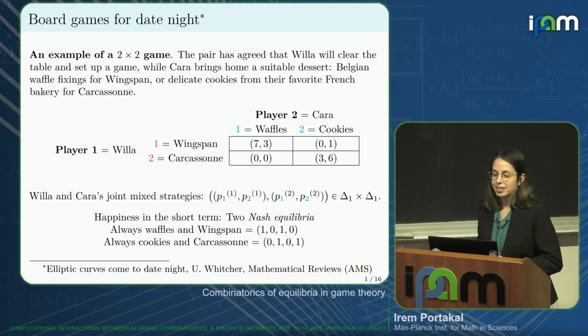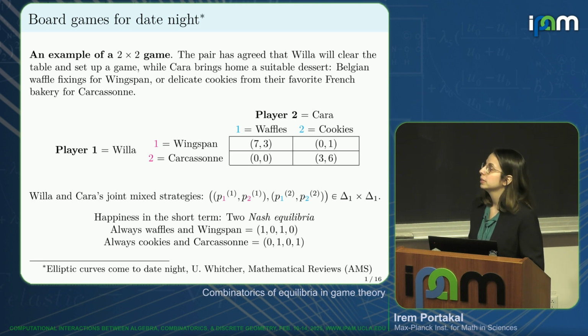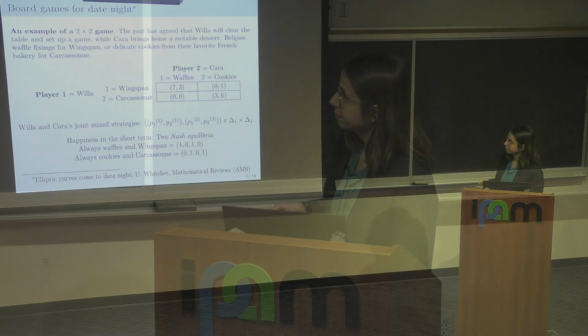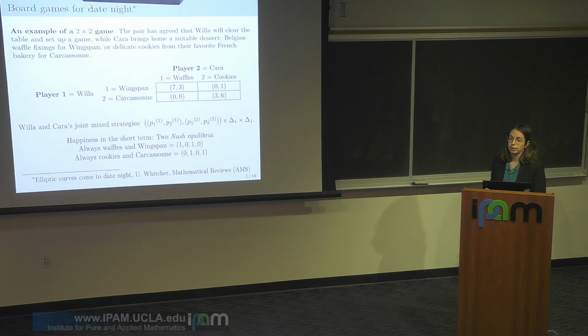So this is a 2x2 game. That means we have 2 players, and each player has 2 strategies. In this case, we have a pair, Villa and Kara. Villa is supposed to choose the board game for date night. It's either Wingspan or Carcassonne. So 2 strategies over here. And Kara is supposed to bring dessert at home. So it's either waffles or cookies.